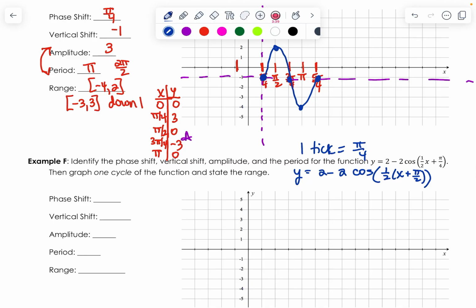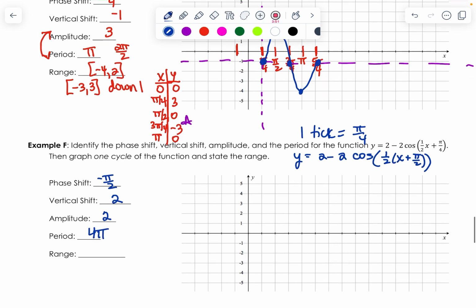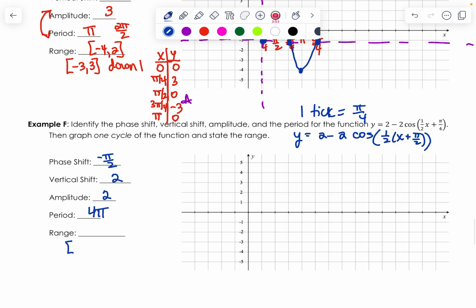So my phase shift is left pi over 2. My vertical shift is up 2. My amplitude is positive 2. The period is 2 pi over 1/2. All right, so then here's how I do my range. It's -2 to 2 and then up 2. So it's going to go 0 to 4. I kind of chunked that.